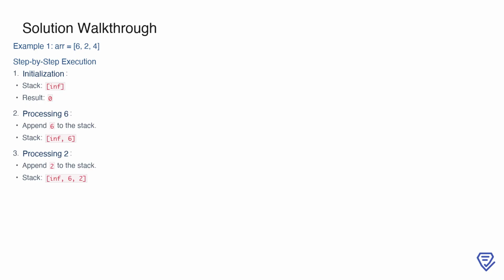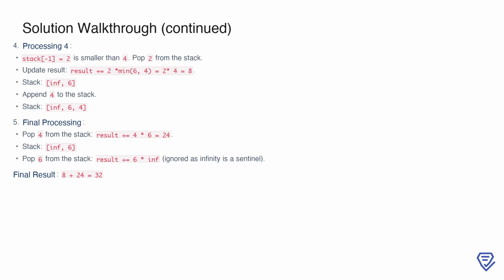Next, we process the value 2. Similarly, since 2 is smaller than the top of the stack, we append it directly. The stack becomes INF, 6, 2. These initial steps prepare the stack for efficient processing of subsequent elements.